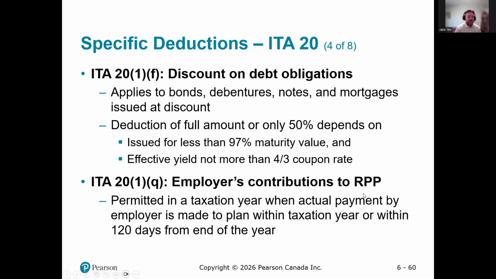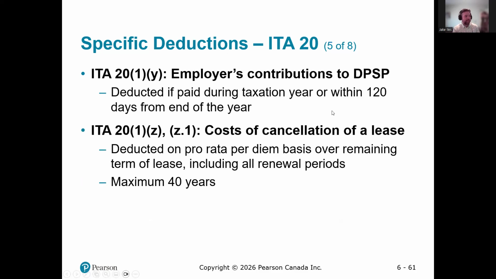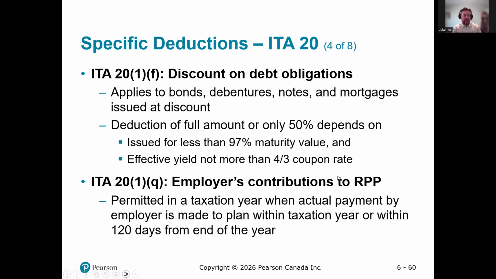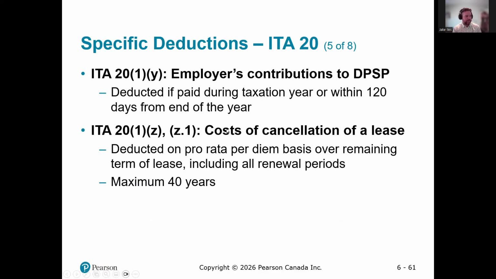Employers who contribute to an RPP: if an employer contributes to my RPP, I don't have to add that to my income now. I will add that to income when I withdraw it. But the employer is allowed to deduct that contribution if it's paid in the year or within 3 months of year end. Basically, if they've paid the contribution, they get to deduct it from business income. The same goes for employers' contributions to deferred profit sharing plans. Profit sharing plans and RPPs run by many of the same rules.